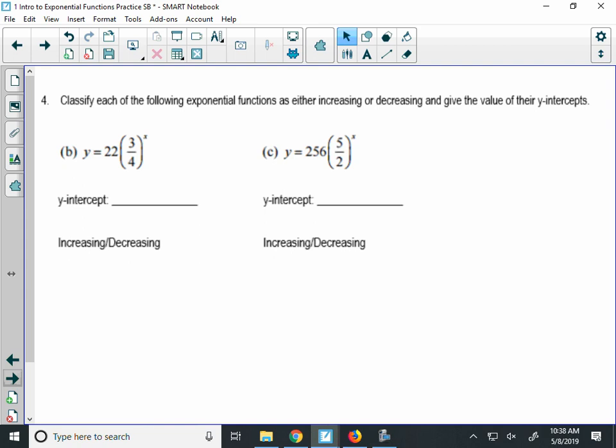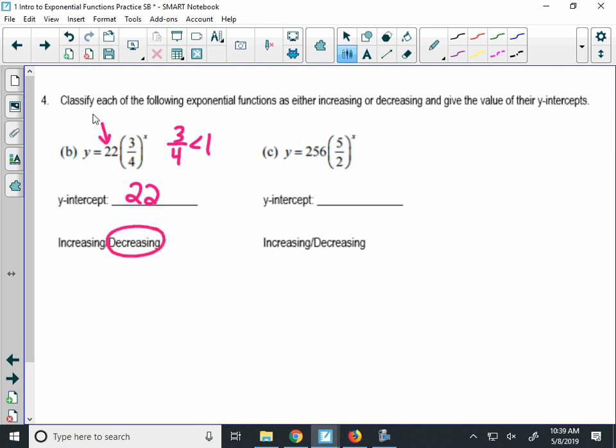I'm looking at number 4 now. We're going to classify. We did this in the notes. All we need is the y-intercept and increasing or decreasing. Here my y-intercept is 22, my first number. Now 3/4 is less than 1. Remember, the 3 is smaller than the denominator. So this is a decreasing function.